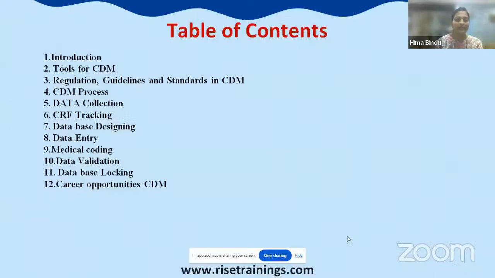Introduction of clinical data management and the tools we use for clinical data management. What are the regulations or guidelines for CDM, the process of CDM, how we'll collect the data, how we'll track the CRF, designing of database, data entry, medical coding, data validation, database locking, and what are the current opportunities which we have in career of CDM.